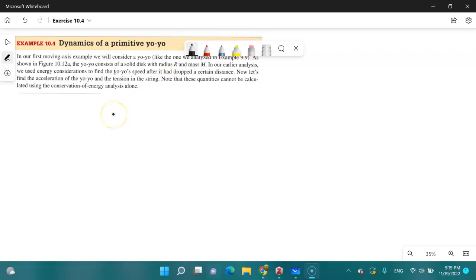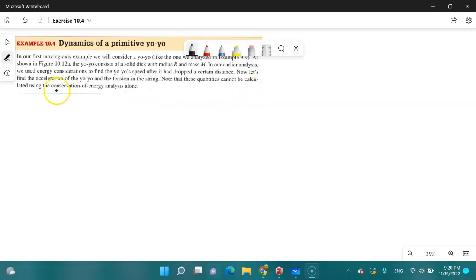So in this problem, we're being asked to analyze the dynamics of a yo-yo. This yo-yo consists of a solid disc with radius r and mass m. In our earlier analysis, we used energy considerations to find the yo-yo speed after it dropped a certain distance, but now we're being asked to find the acceleration of the yo-yo and the tension in the string.